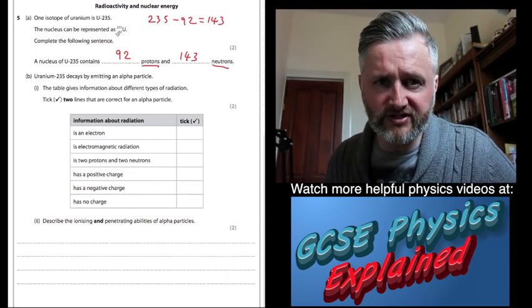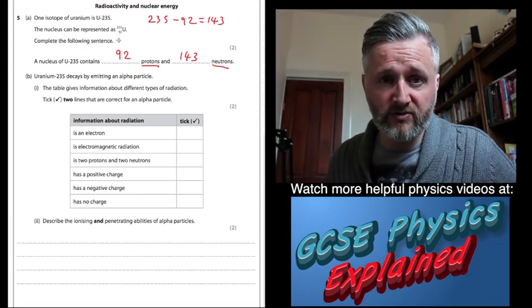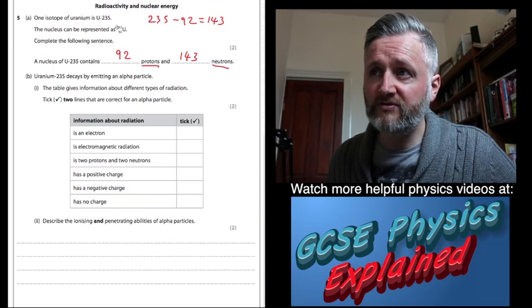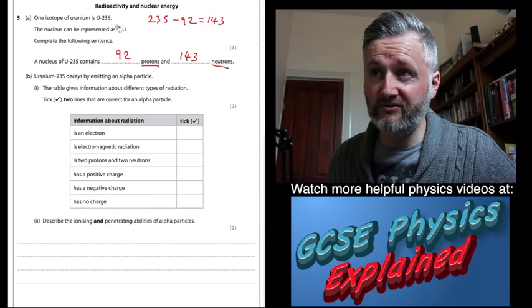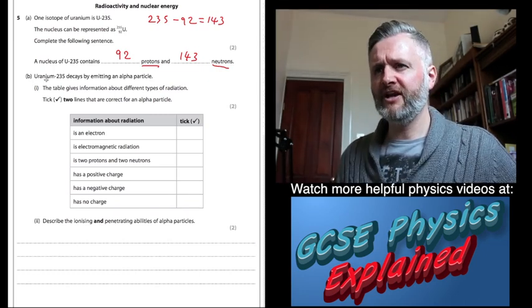Now, as we saw in one of the questions before, there's 3 subatomic particles in an atom. The only ones that have mass are the protons and the neutrons. So that mass number there comes from the number of protons and the number of neutrons. So if you take away the number of protons from the number of protons and neutrons, that just leaves you the number of neutrons. B.